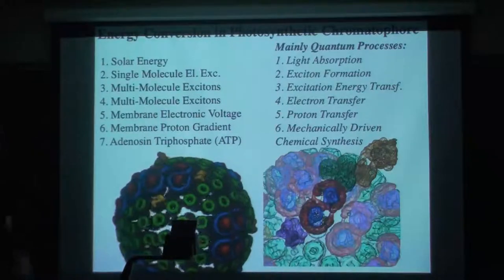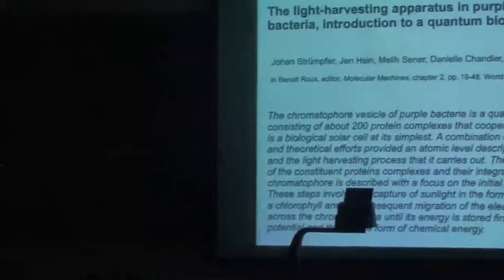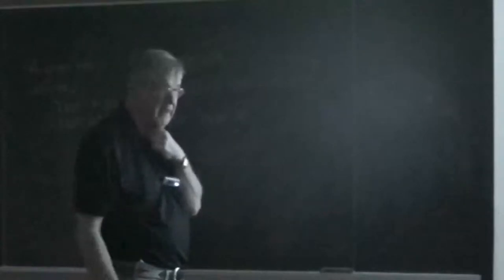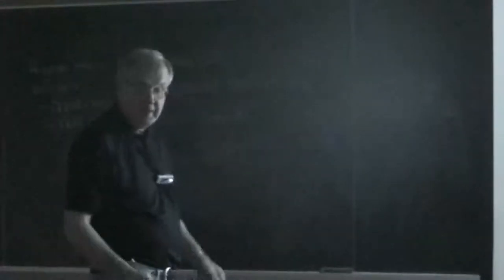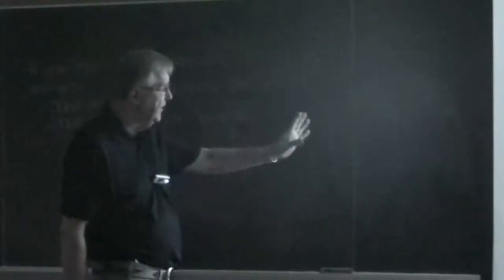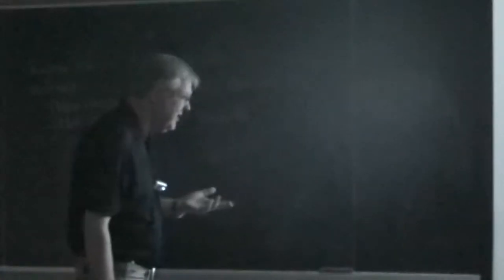So we have a beautifully written book chapter on this. Here we have it, that we will be giving to you. The title is The Light Harvesting Apparatus in Purple Photosynthetic Bacteria, Introduction to a Quantum Biological Device. This is written for bright undergraduates or graduate students. It describes the process, and we will make it available on the website. On the website you will get that article that summarizes this system very nicely. And you also get the slides in the PDF file, and you can download it from our website, and I sent you a note where you find it on the website.